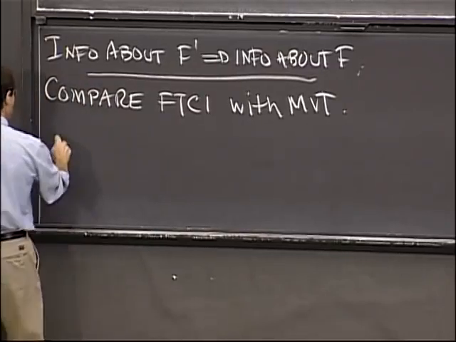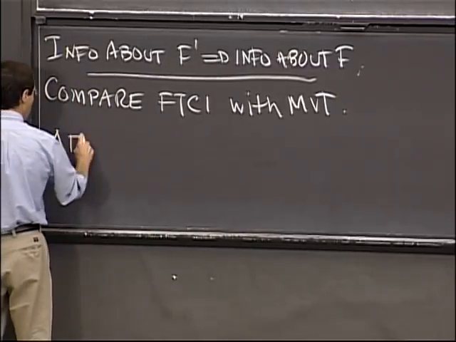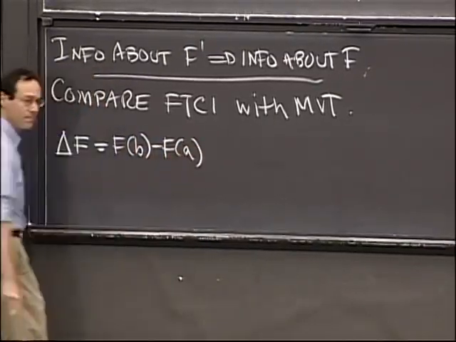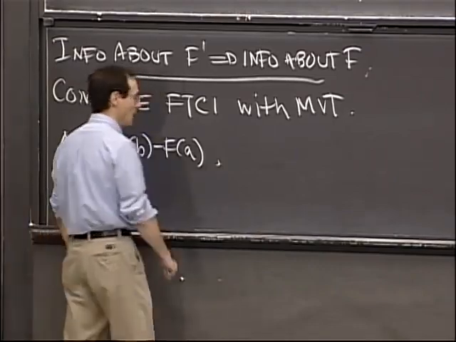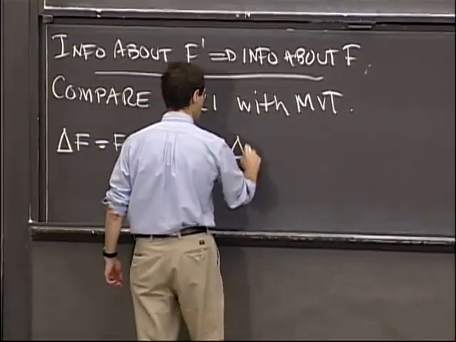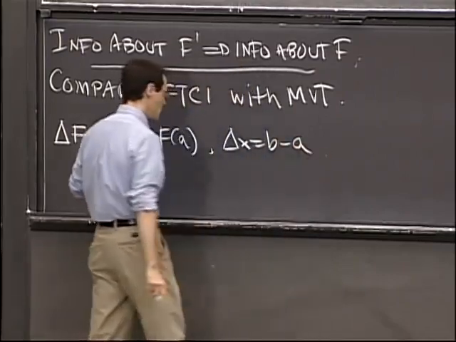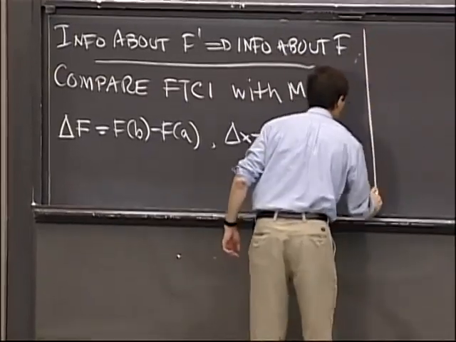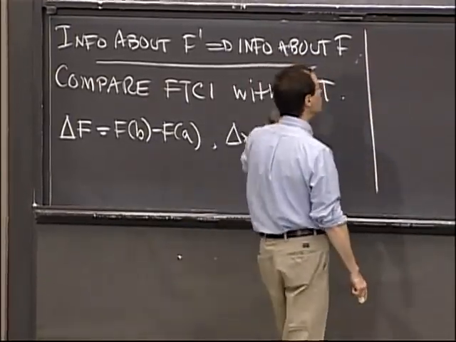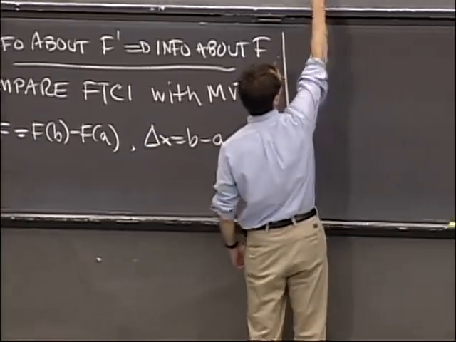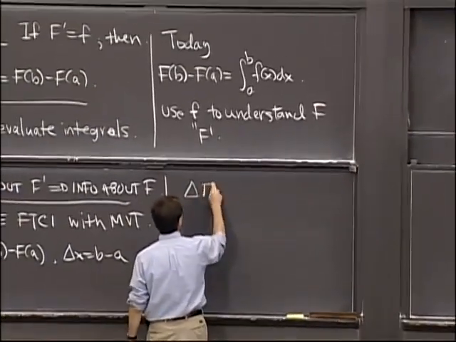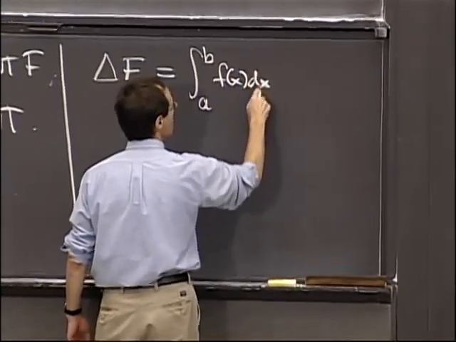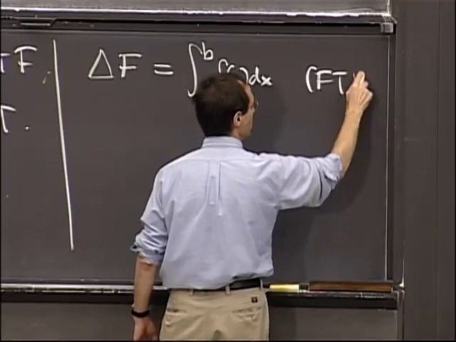And in order to do that, I'm going to introduce a couple of notations. I'll write delta F is F of b minus F of a. And another highly imaginative notation, delta x is equal to b minus a. So here's the change in F, there's the change in x. And then this fundamental theorem can be written, of course, right up above there is the formula, and it's the formula for delta F. So this is what we call the fundamental theorem of calculus.